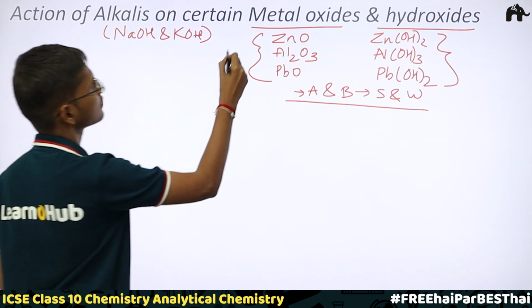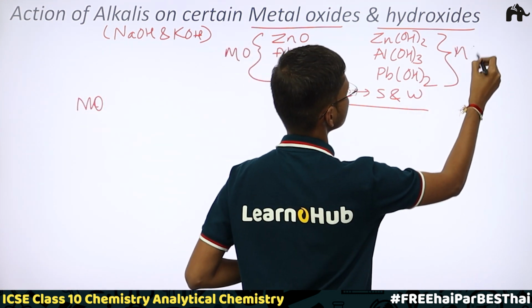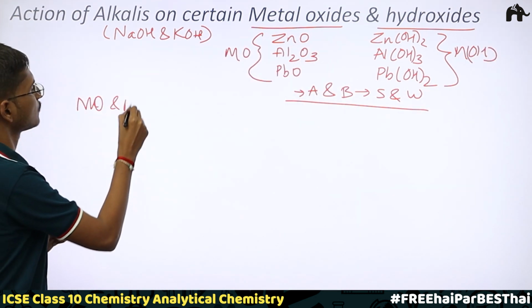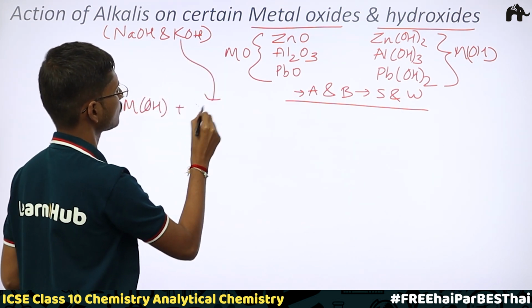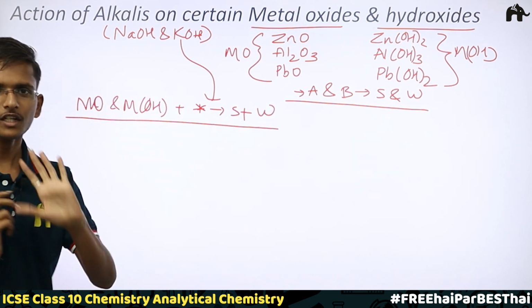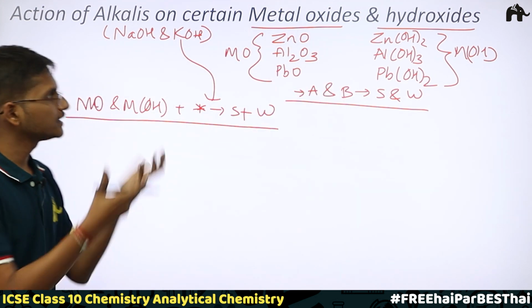Okay, I am just denoting all these metal oxides as MO and all these metal hydroxides as MOH. So these metal oxides and metal hydroxides would react with these bases to form salt and water. Very simple. Now what we have to do is, one by one we have to make them react.